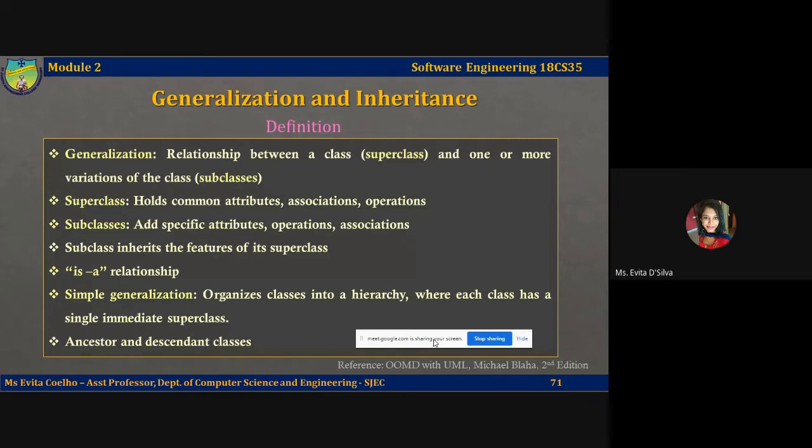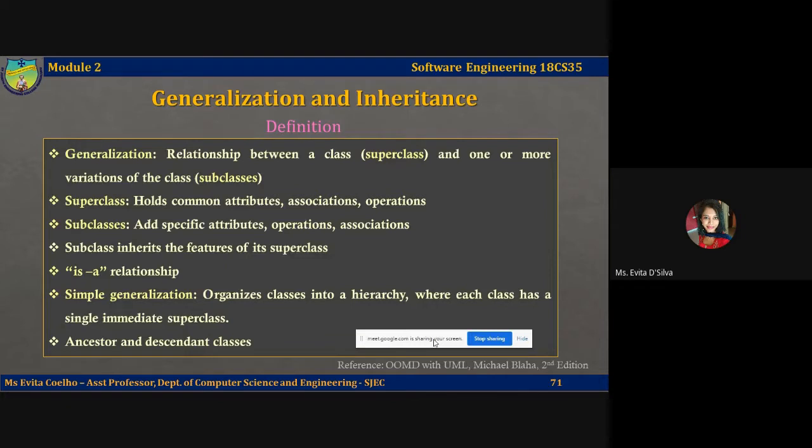In this lecture video, we'll talk about generalization and inheritance and how we denote the same using UML notations. Just to revise what generalization is. Generalization is a relationship between a class called the superclass or the base class or the parent class and one or more variations of this class called subclasses or derived classes or child classes. Generalization organizes classes by their similarities and differences, structuring the description of objects.